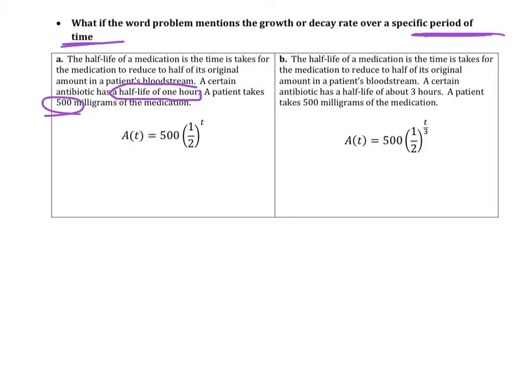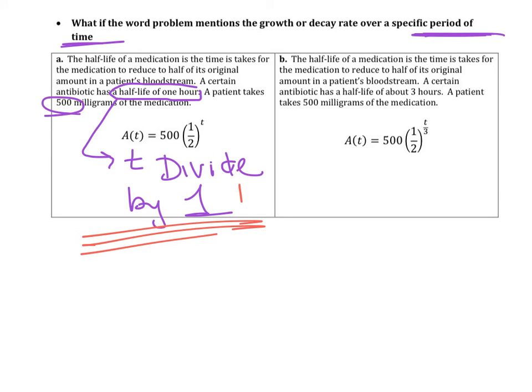What they're telling you to do, since the half-life takes 1 hour, is take your t and divide it by 1. So again, let's get that in our notebook written out. Take your t and divide it by 1. So this is what the function would look like.